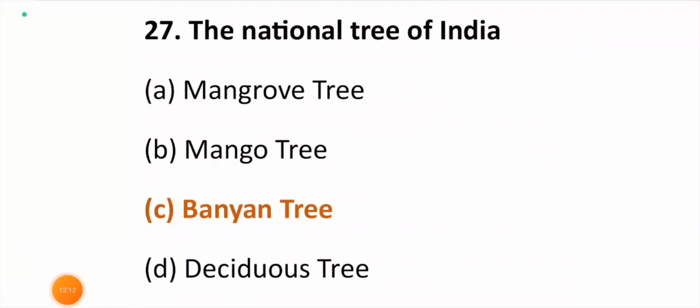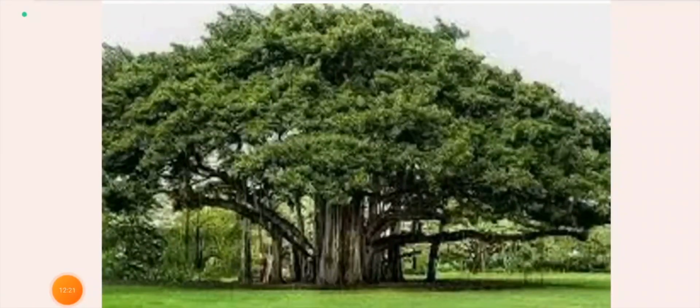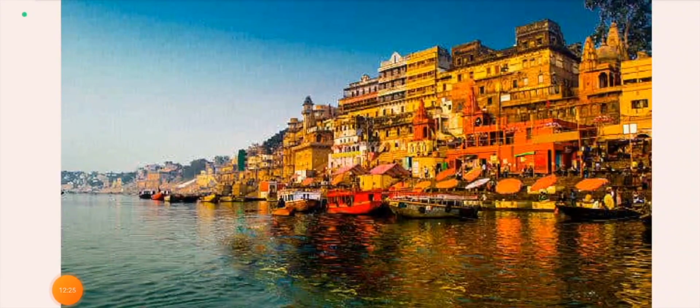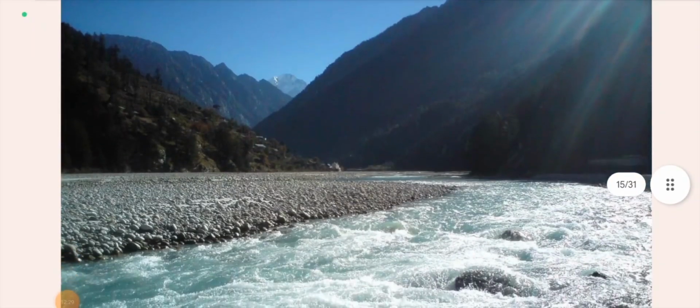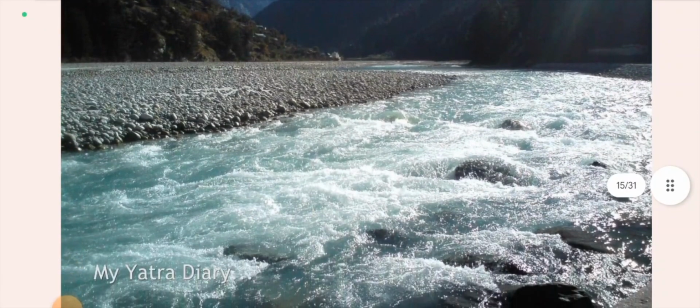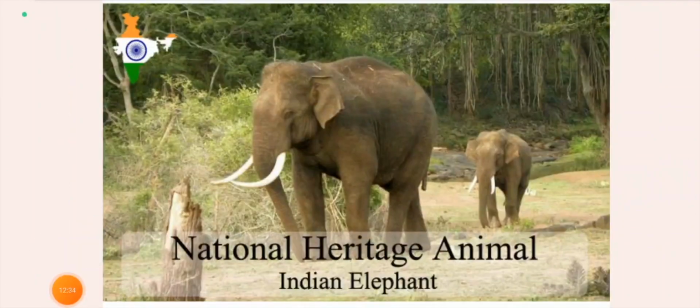Which is the national tree of India? Answer, banyan tree. Banyan tree, the national tree of India. River Ganga, the national river of India. National heritage animal, Indian elephant.